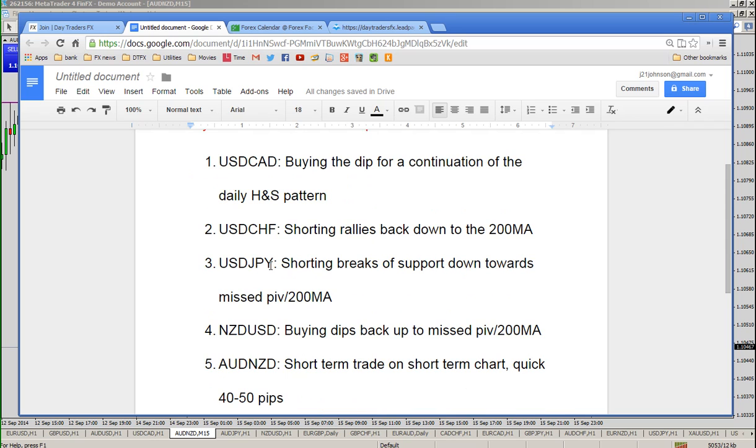We have dollar CAD that we want to buy the dip, dollar Swiss franc we want to sell the rallies, dollar yen we want to short the break of support, New Zealand dollar we want to buy the dips, Aussie New Zealand we just want to buy the short little breakout, grab a couple of pips on the way up. As they say, grab a handful of popcorn shrimp and blow on out of the party there. So that's what we're looking for. That's what I think will be interesting this week.